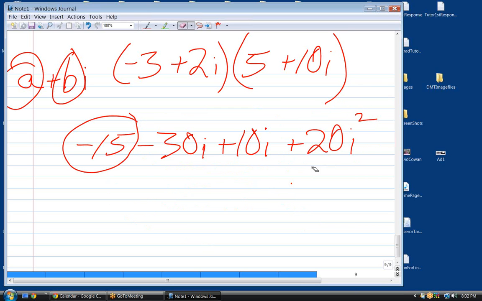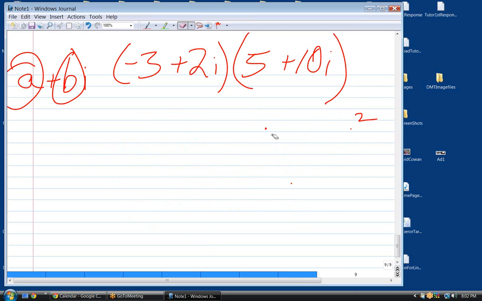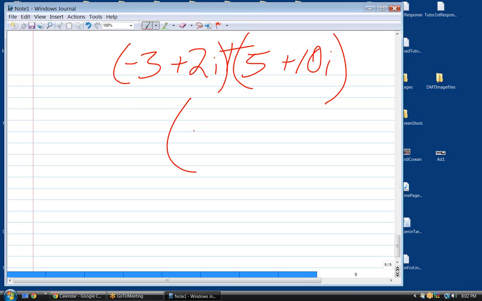Adding is very simple. Multiplication is simple. Adding and subtracting is even simpler because you just add or subtract the real parts and add or subtract the imaginary parts. So if I put a plus in between, my answer is what? 2 plus 12i. Sorry. Yeah, it's that simple.